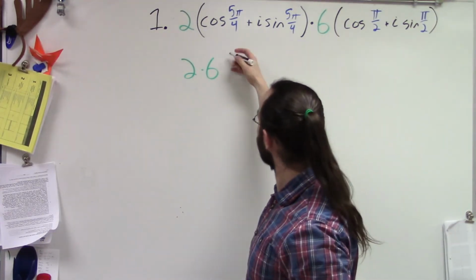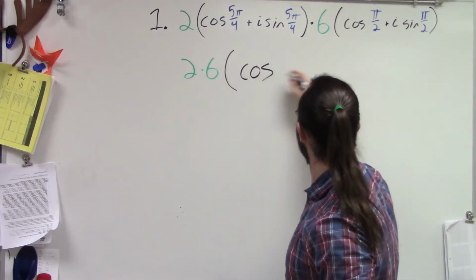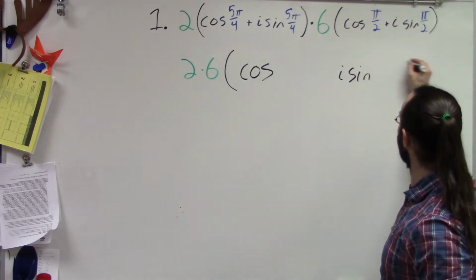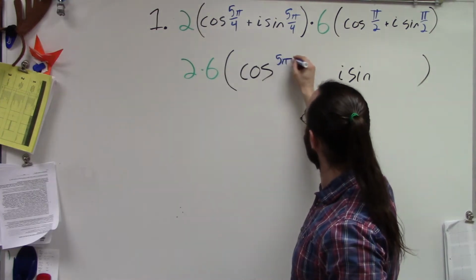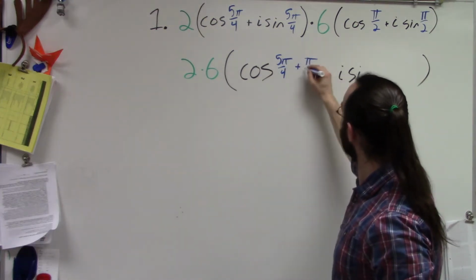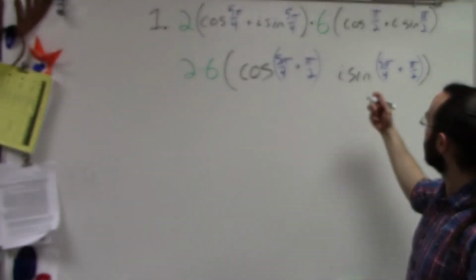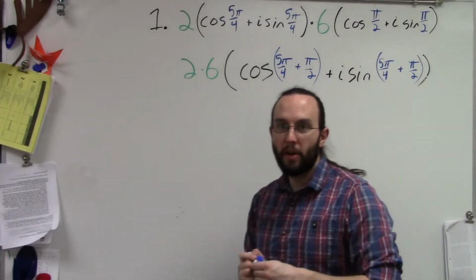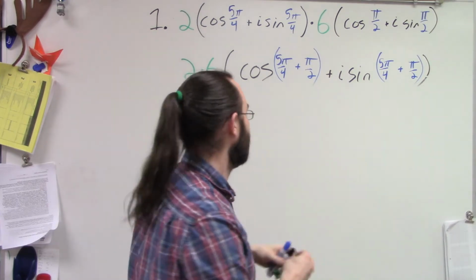And then we still have a cosine and an I sine. We're going to add those arguments together. Cosine of, and our two angles are 5 pi over 4 and pi over 2. We'll have the same thing here for the I sine portion, 5 pi over 4 and pi over 2. So there's a bit of work to do to simplify this. We do have the multiplication. That part's not too bad. 2 times 6 is 12.